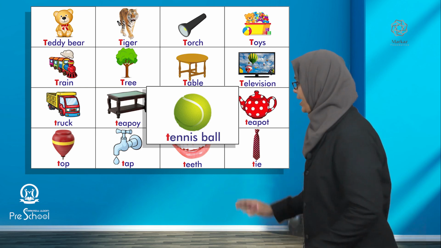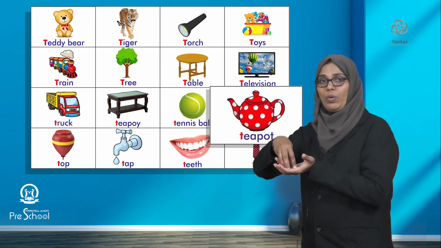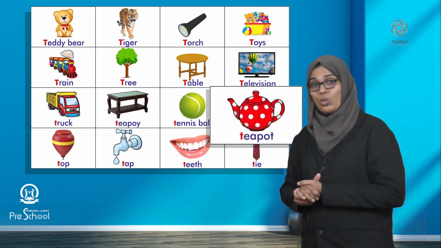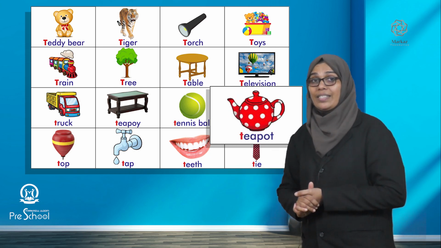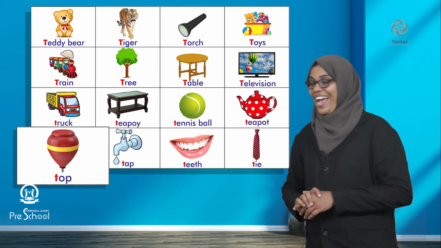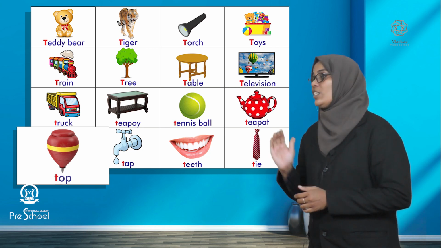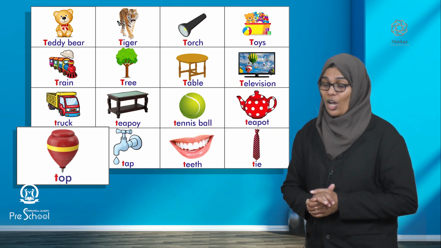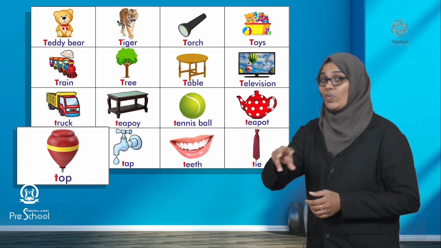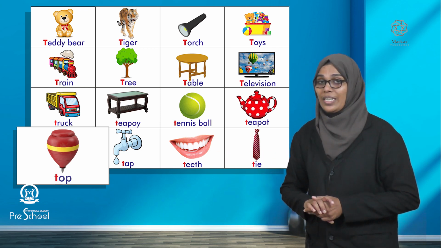The next picture which we use, in which we will pour tea and we will pour it out to the cup. What is that? Yes, teapot. And the next one, what is it? Yes, top. Top. It is also a toy which we use to play, right? Yes, top.